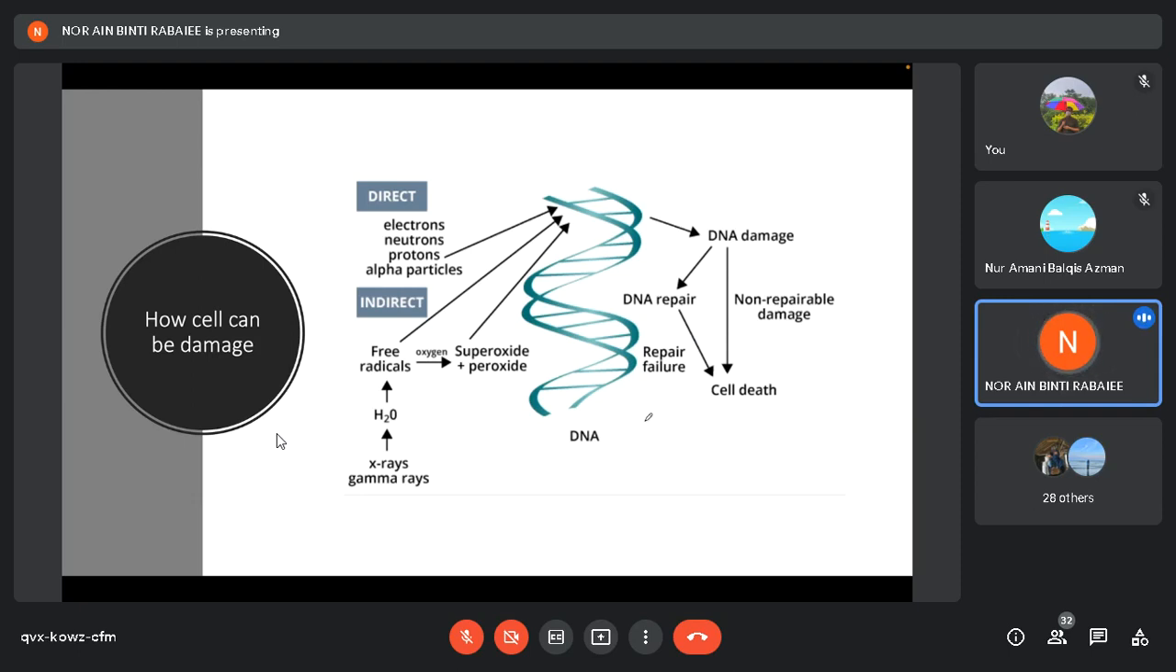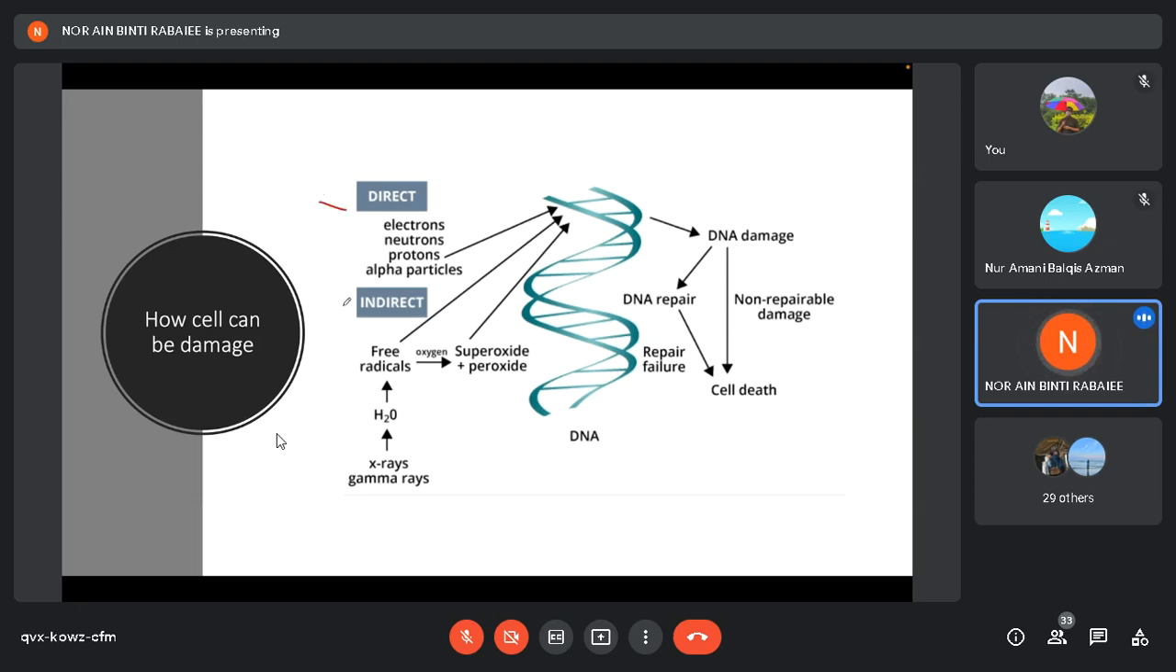The tissue or organ, for example the gonads, has a high level of sensitivity to radiation. For example, 5 centigray of radiation exposed to the gonad and 5 centigray of radiation to the skin: the effect on the particular tissue or organ is different because of the level of sensitivity of the tissue or organ.